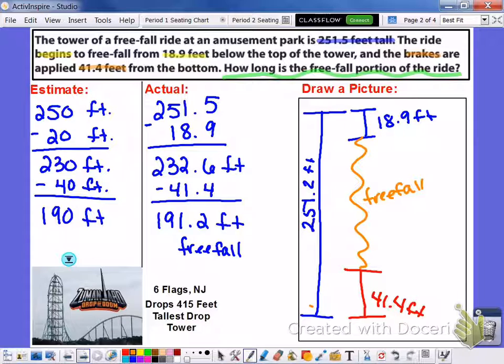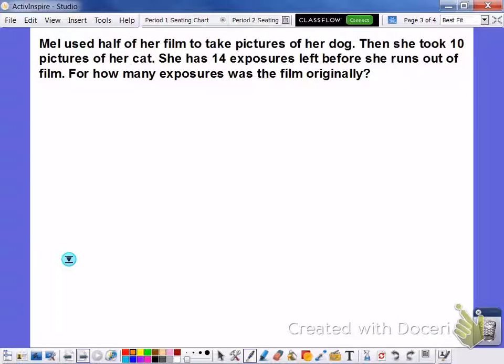Okay, so our next problem. Mel used half of her film to take pictures of her dog. Then she took 10 pictures of her cat. She has 14 exposures left before she runs out of film. For how many exposures was the film originally? Okay, so there's our quick read through. Now, if we go back, she used half.